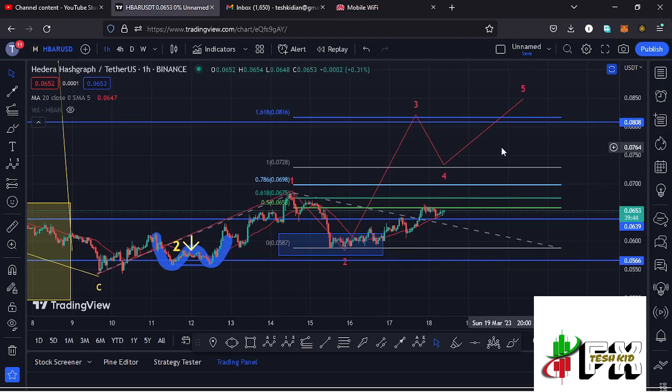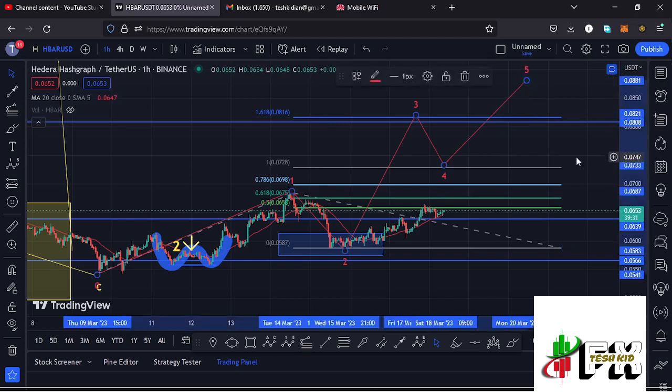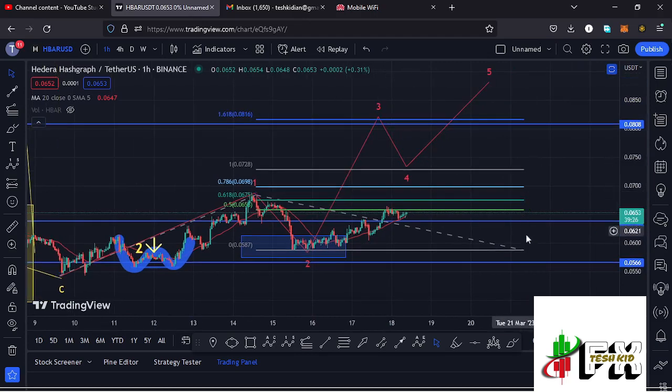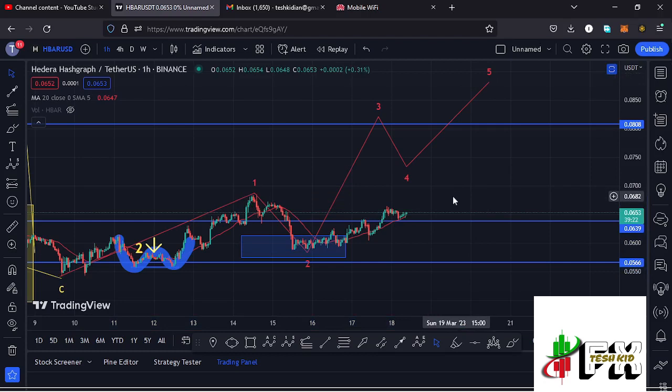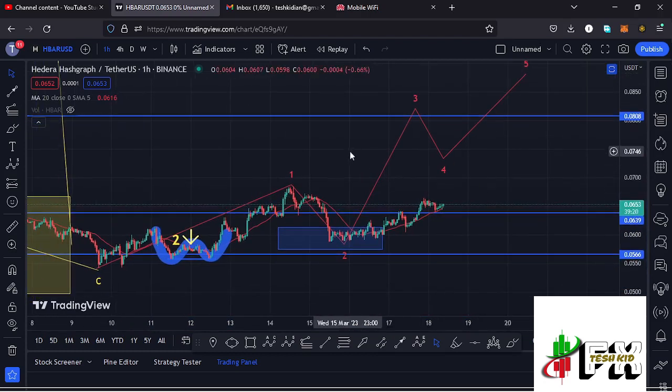My target area here on the Hbar chart lies at around the $0.0816 mark in the formation of that wave 3, and once we peak in the formation of that wave 3, then we can expect a wave 4, then continue gearing up in the formation of that wave 5 to the upper side. And this is a fractal wave within the formation of that larger Elliott wave count 3 that I'm expecting on the long-term scenarios. So let's be patient and see how that plays out.